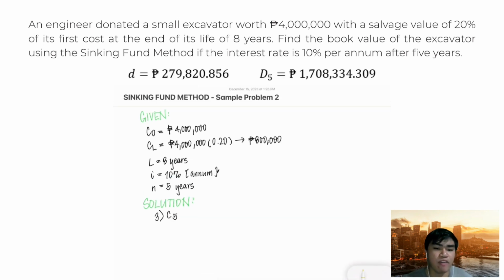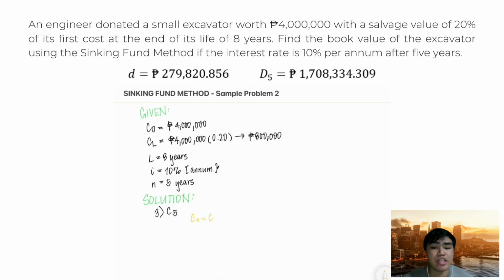Lastly, to get the book value after 5 years, subtract the depreciation value we got earlier from the original cost. And finally, the book value amounts to 2,291,665 pesos and 691 centavos in 5 years.